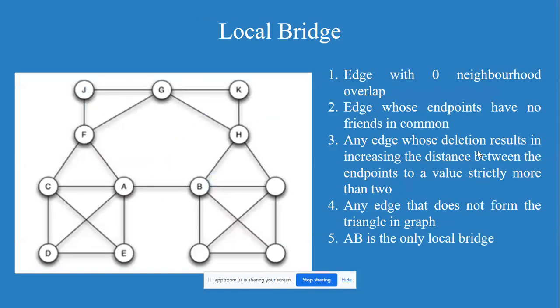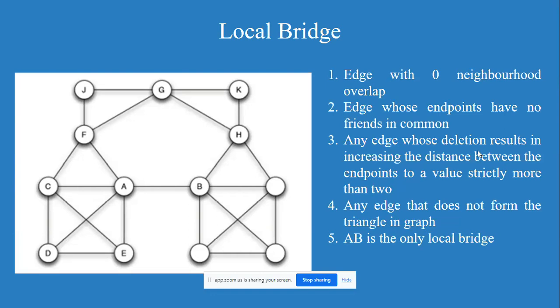Now let's talk about a local bridge. We used to study this in graph theory, also in discrete mathematics. It is an edge with 0 neighborhood overlap, an edge whose endpoints have no friends in common, any edge whose deletion results in increasing the distance between the endpoints, and any edge that doesn't form a triangle in a graph.